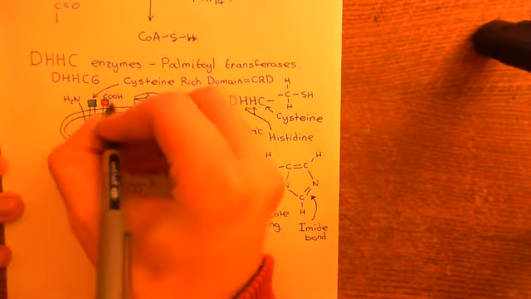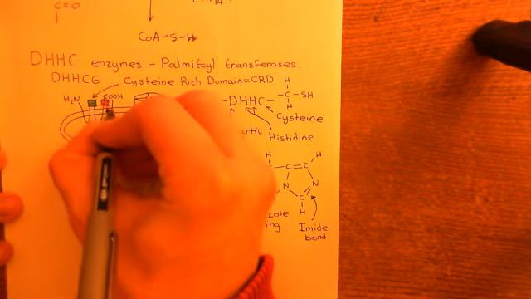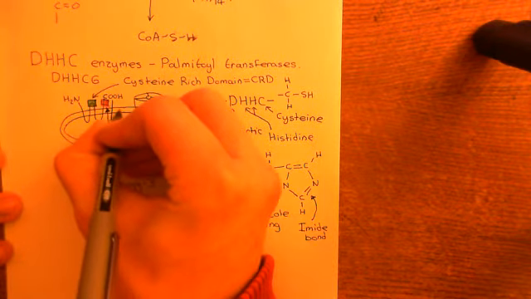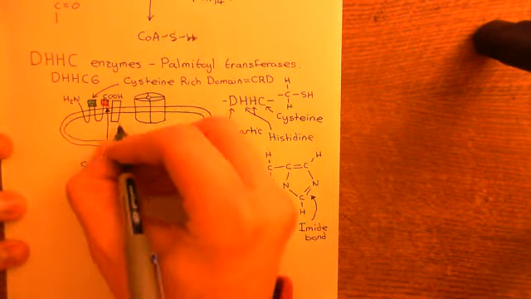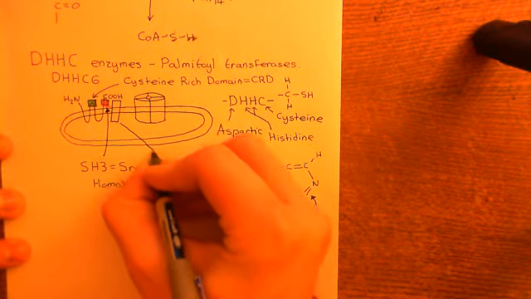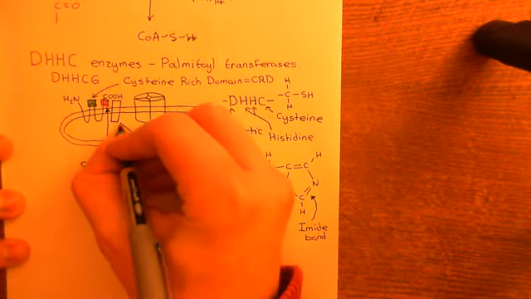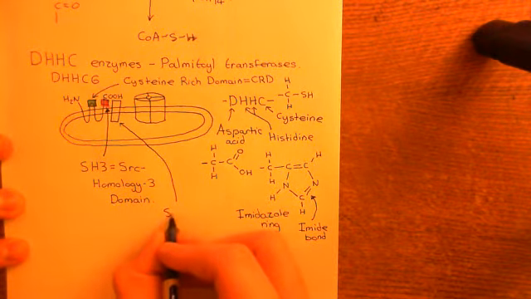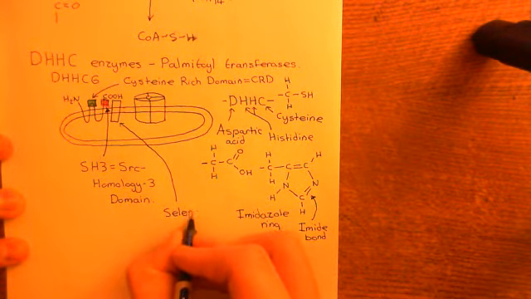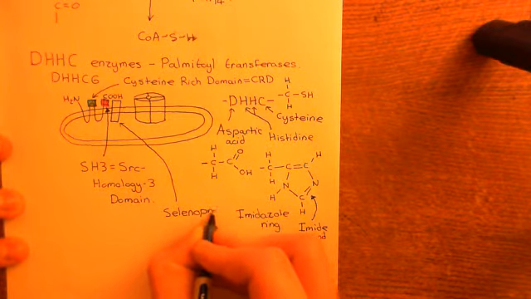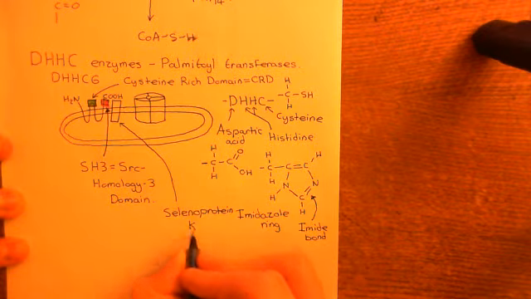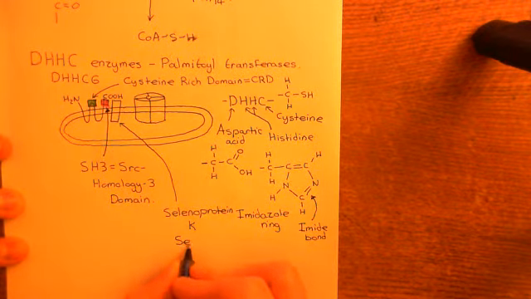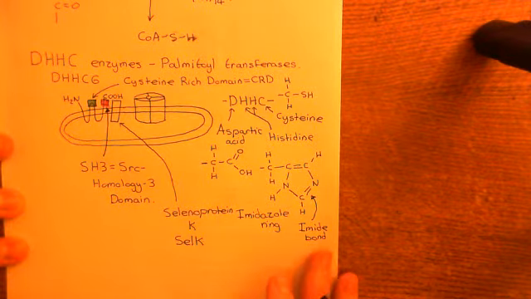So in the ER membrane, you find complexes of DHHC6 with another protein, which is selenoprotein K. This is also a membrane protein. So this is selenoprotein, ooh dear, we've run out of space, selenoprotein K. For short, selenoprotein K is often abbreviated to SelK, S-E-L-K for short.